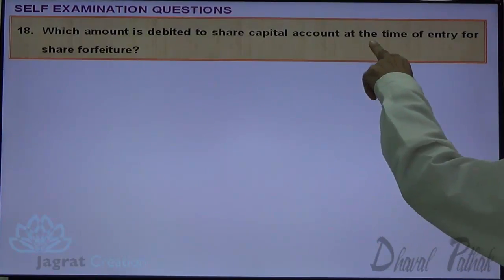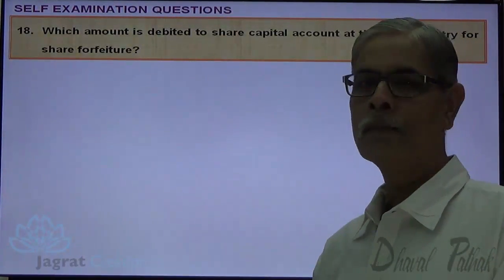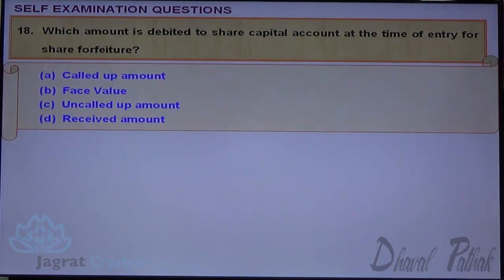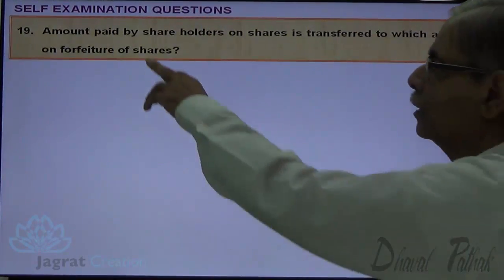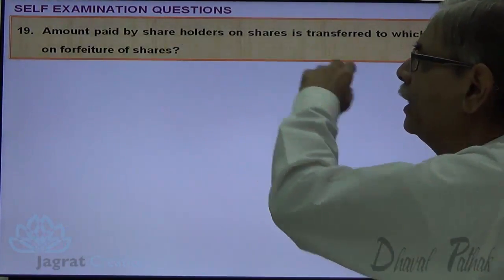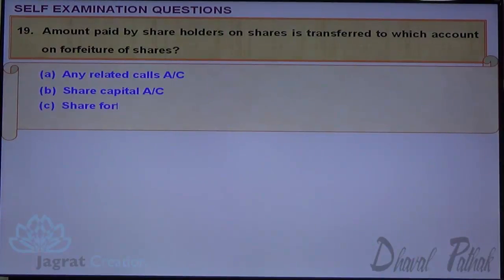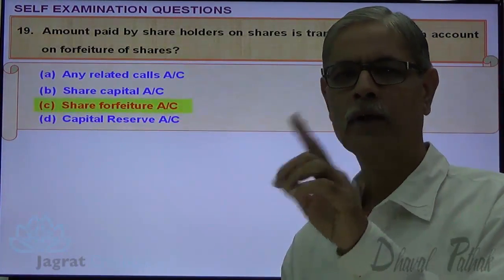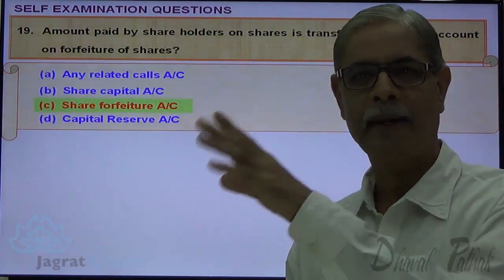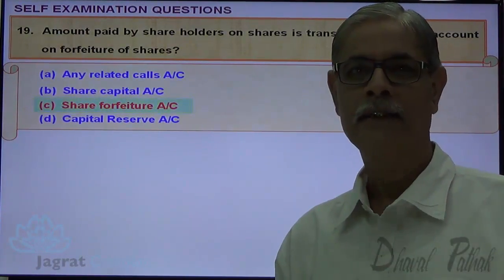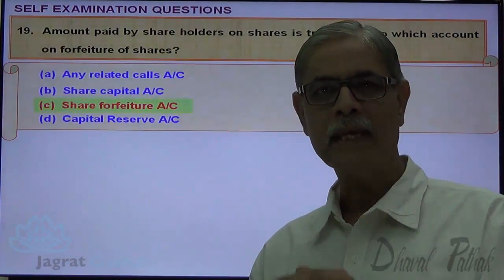Which amount is debited to share capital account at the time of entry for forfeiture of shares? The share capital account is debited with what? Called up capital. A is the correct answer. The amount paid by shareholders on share is transferred to which account on forfeiture of shares? Now here the answer is share forfeiture account. The capital paid by a shareholder on shares forfeited is transferred to share forfeiture account, being not refundable.